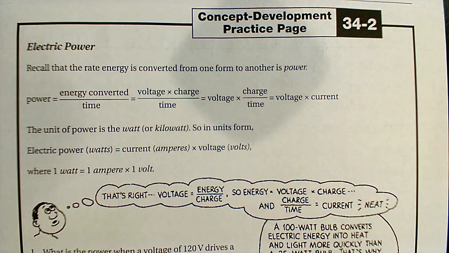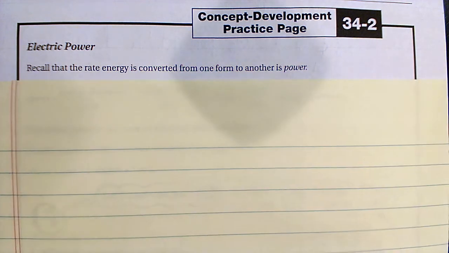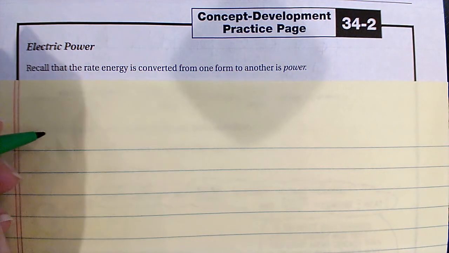Hey guys, today we're looking at the concept development practice page 34.2, so make sure to go ahead and find that. Units and formulas are starting to get a little bit complicated, so if you have some scratch paper or want to jot some things down on the back side of that summary page, I just kind of want to put all these formulas in one place.